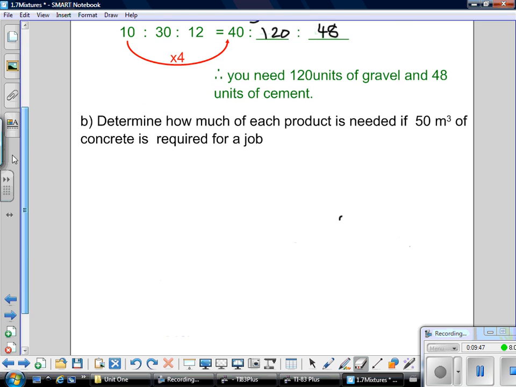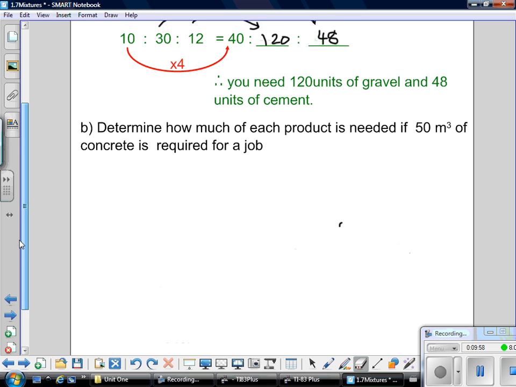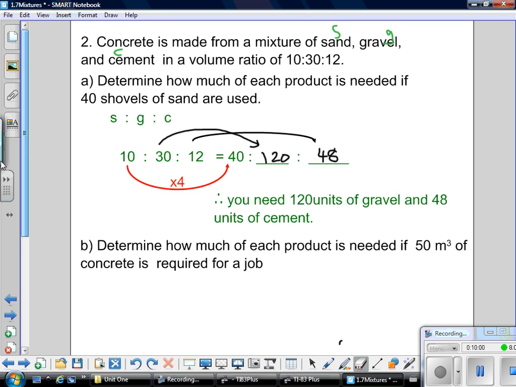The part B says determine how much of each product is needed if 50 cubic meters of concrete is required for the job. Well, let's take a look. Concrete, oh, this one is like the bronze one. There's the concrete. It's made up of these three items. So that's the first thing that I have to do. So I know that sand plus gravel plus cement put together is going to create concrete.